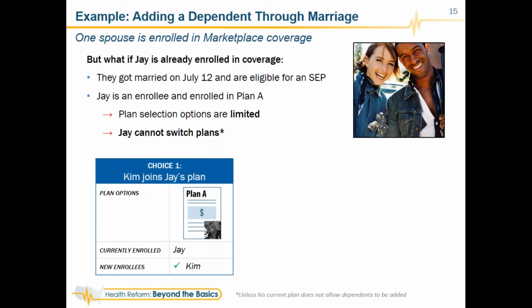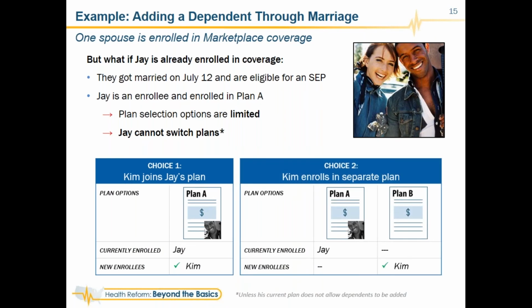He can have Kim enroll in his current plan, or Kim can enroll in a separate plan at any metal level. But Jay cannot change plans unless his current plan doesn't cover dependents. In that case, Jay and Kim could enroll in a plan together that is at the same metal level as Jay's current plan.